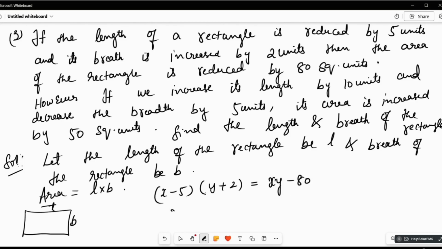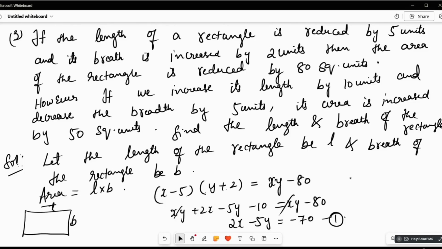No. X into y, xy plus 2x minus 5y minus 10 is equal to xy minus 8. These two I can cancel. 2x minus 5y is equal to minus 70. Correct. What about the second one? X plus 5, no? x plus 10 into y is equal to xy plus 50. Correct.